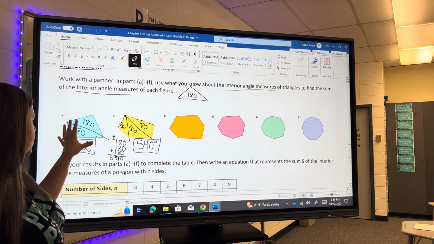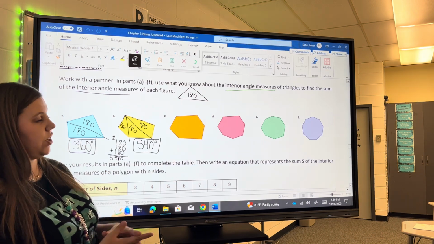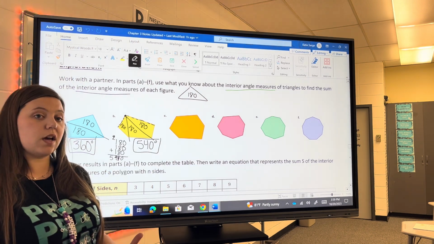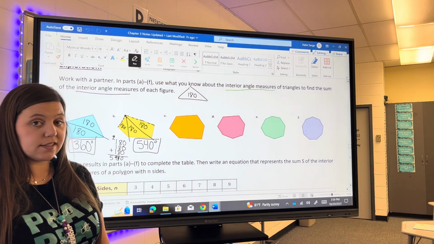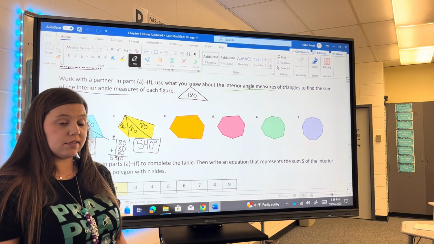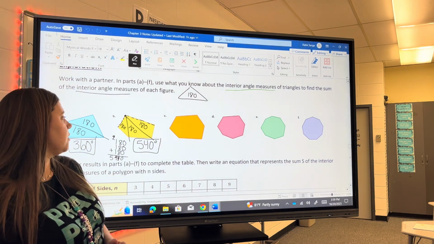Okay, so we're just going to continue this process of drawing triangles throughout each of these shapes and then figuring out what the total sum of all of their angles is. So I would like for you to pause and try to do it on your own, okay? And then come back to the video and see if you did it correctly, okay?